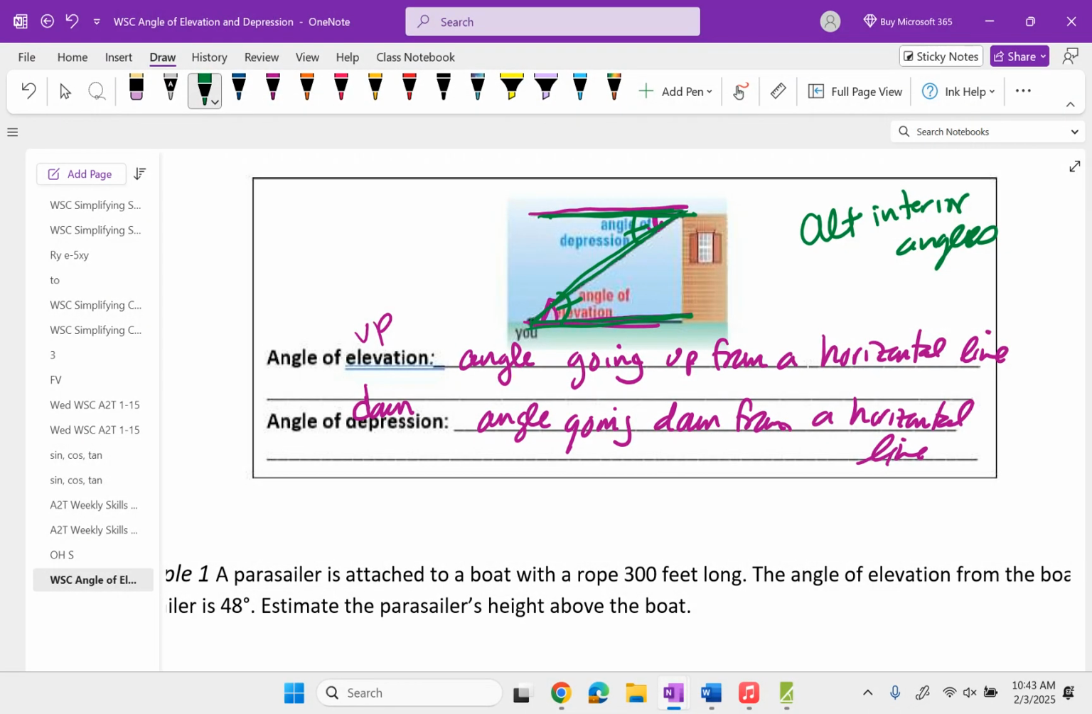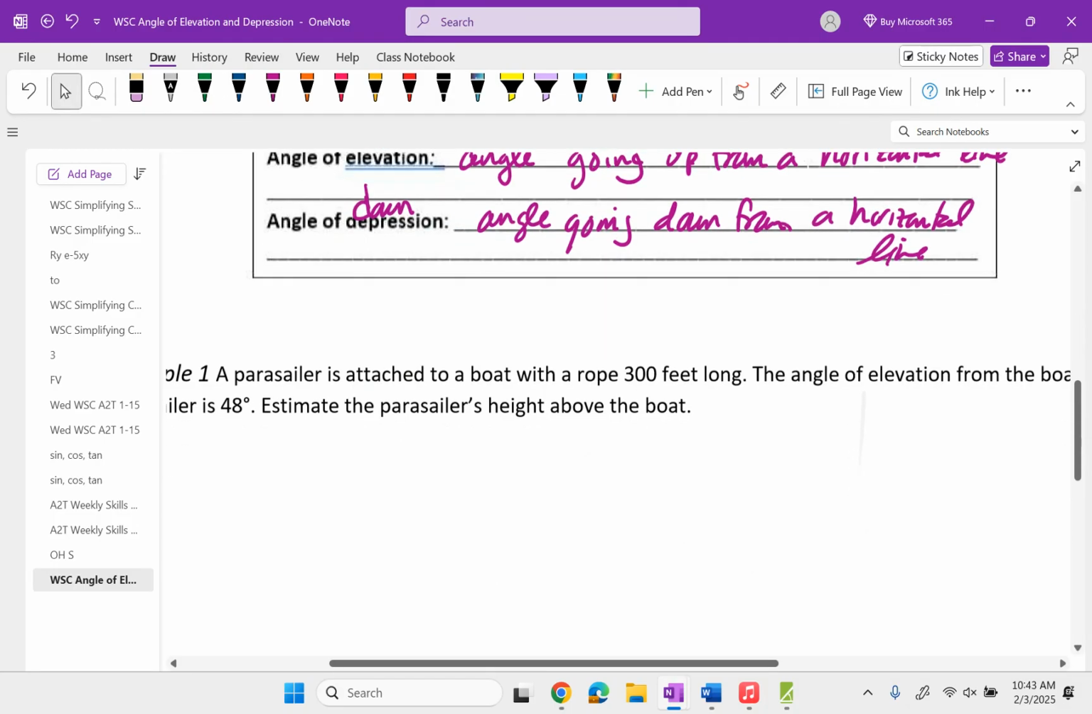So the thing is that if I get the angle of depression and my triangle is down low, I just pop that angle down in the angle of elevation and I've got my angle for my triangle, okay? So they are one and the same. Whichever one they give you, they're the same thing, okay? All right, let's take a look.